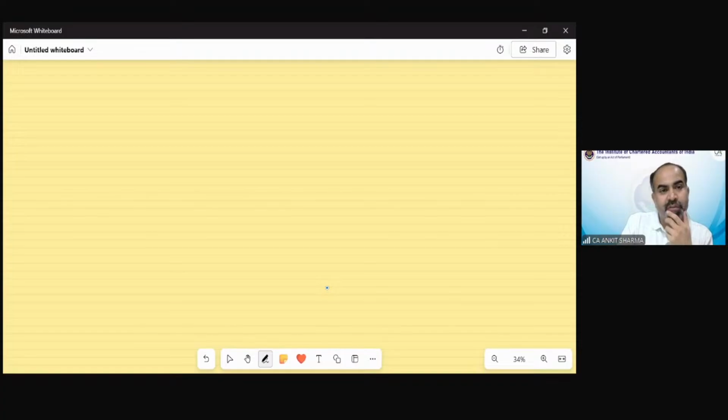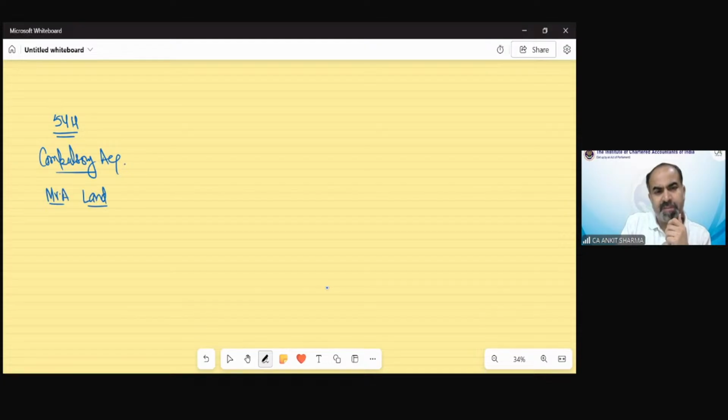Okay. So section 54H, why is it there? Let me give you an example of compulsory acquisition. Suppose Mr. A has a land which has been compulsorily acquired by the government in 2014. Clear? And the original compensation was decided at rupees 80 lakh.